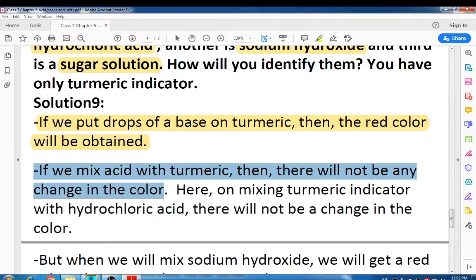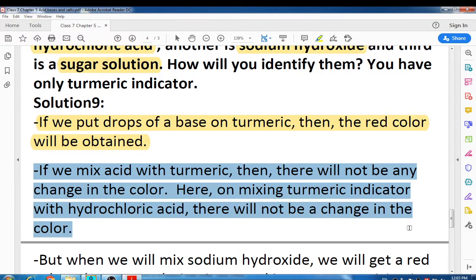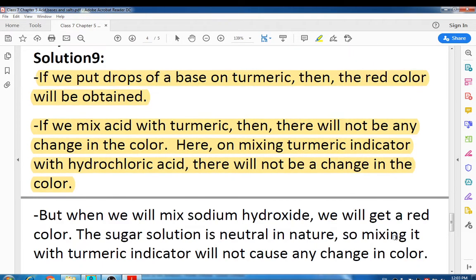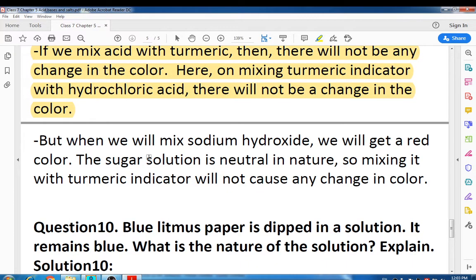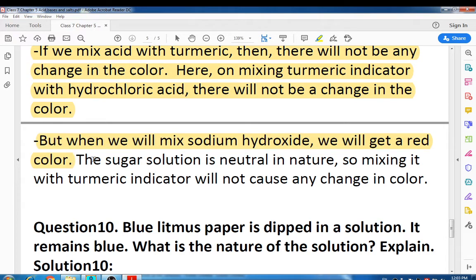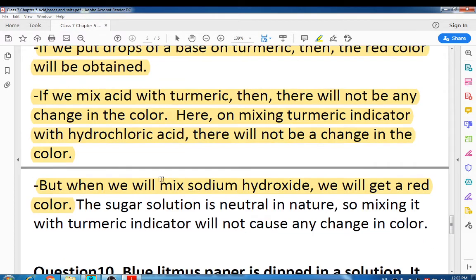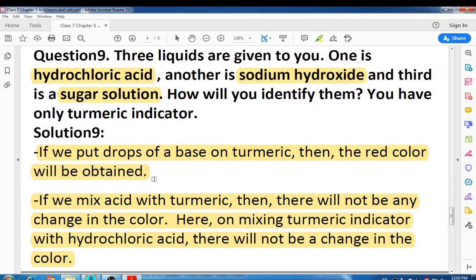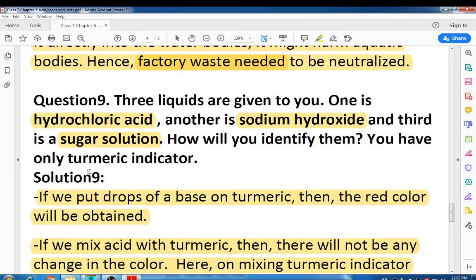On mixing turmeric indicator with hydrochloric acid, there is no change, means the yellow color remains as it is. But when we mix the sodium hydroxide, it changes to red color. Yellow to red, that is base, and yellow to yellow, acid. And if there is no change, as with the sugar solution, you can say that it is neutral in nature. Understood? So according to that test, write the result table as the answer of question 9.